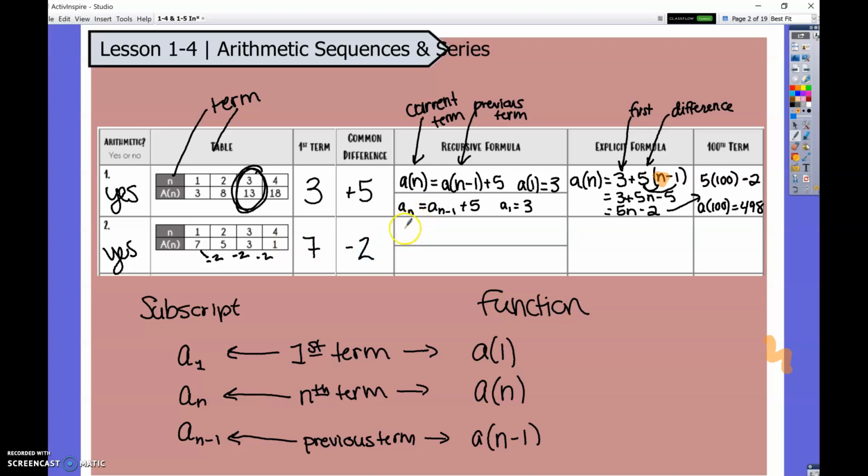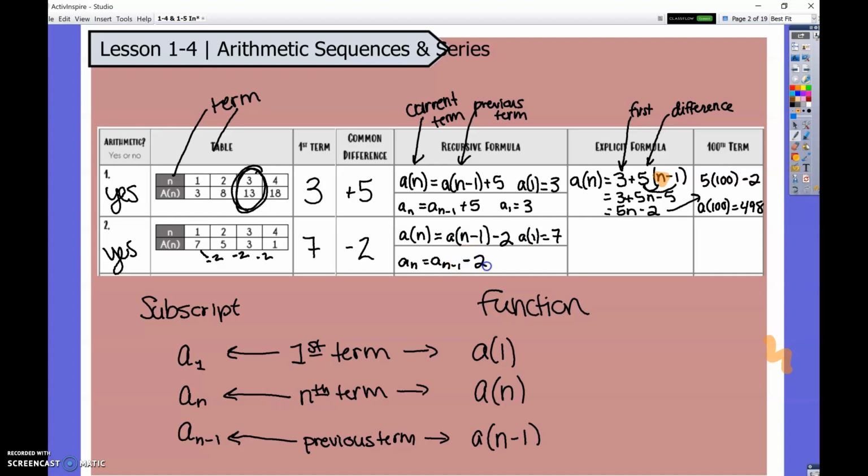Our recursive formula, we're going to write both our function and our subscript form. Again, this is very patternistic. You can keep writing the same type of thing. The only thing that changes is our difference is now negative 2, and our first term is 7. My subscript notation is almost the exact same, just my n's kind of shrink, and my difference this time is minus 2 here.